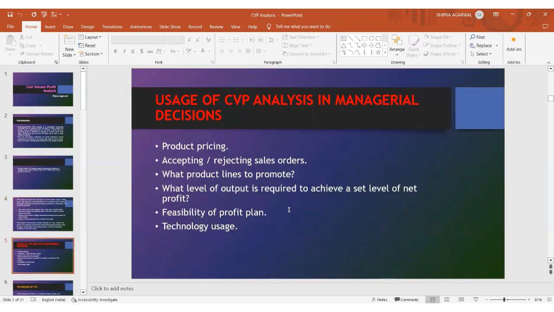Now, whenever I'm using the CVP analysis, the question is what exactly is its usage? First of all, where exactly can you use it? As far as the usage is concerned, you can use it to calculate your product price, accept or reject a sales order, decide what product lines to promote, determine what level of output is required to achieve a set level of net profit, check the feasibility of a profit plan, and technology usage.